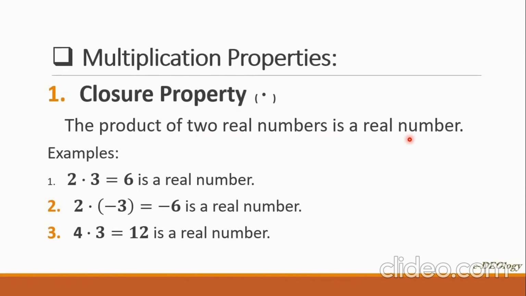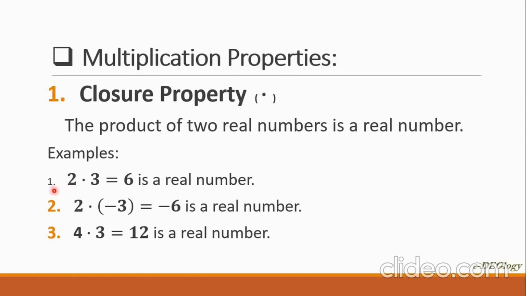Let's go now to multiplication properties, and this is denoted by a dot. The first one is closure property. The closure property says the product of 2 real numbers is a real number. It means if we are going to multiply 2 real numbers, the answer can be found also in the group, inside that group, the group of real numbers.